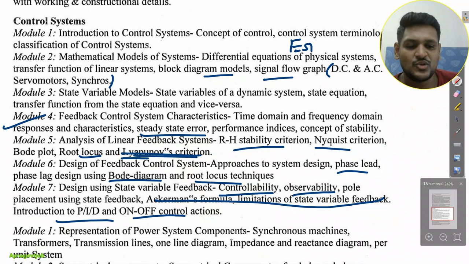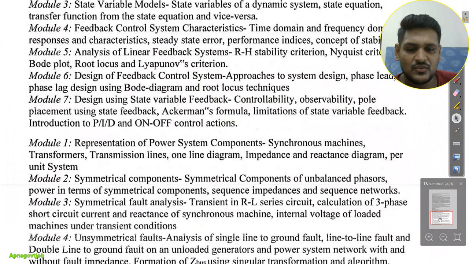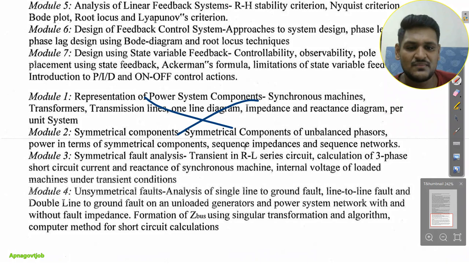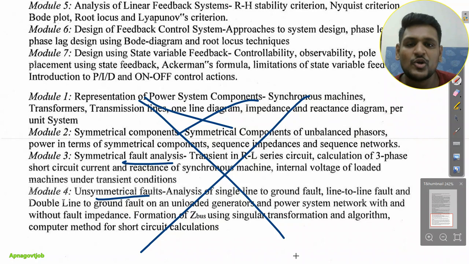Again, they mention machines here, I guess. Here we have synchronous machines and everything. We already did this in power system, so just leave this part. Symmetrical fault analysis is again in power system, and asymmetrical faults too. So in power system, whatever is mentioned, we have the standard syllabus, and all the things you should do compulsorily. What I told you for machines and power system, everything is important. They can give you questions from any of the topics, right?